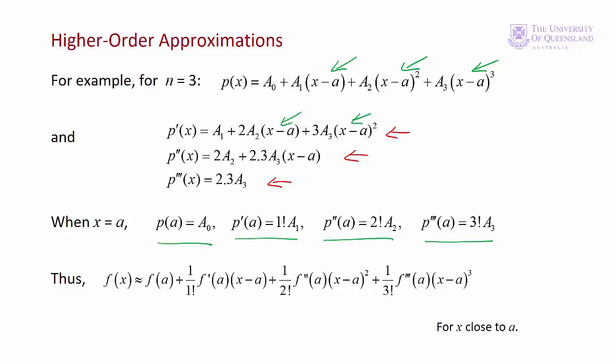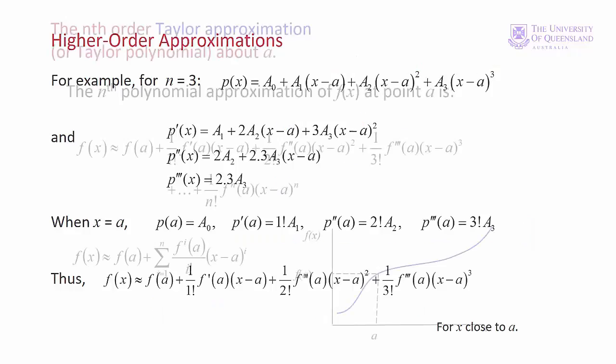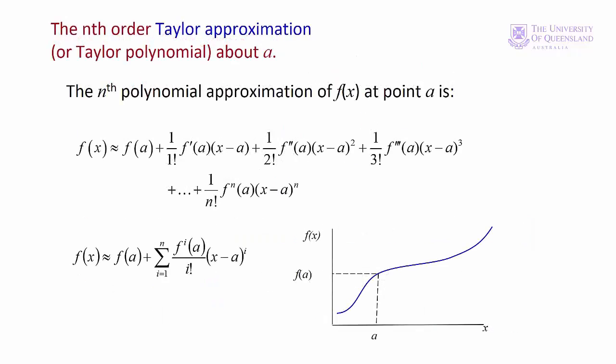We follow a similar process if n is greater than 3. These equations allow us to solve for a0 to a3, and we plug them into our polynomial. This is the general form of the nth order polynomial. It's called a Taylor's approximation or a Taylor's series.